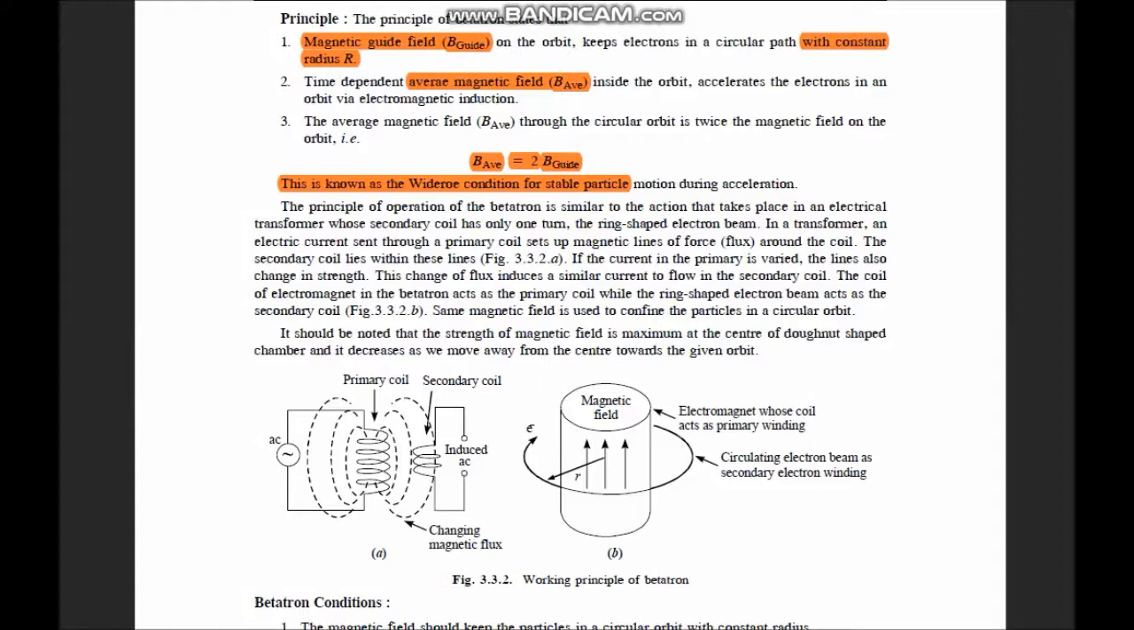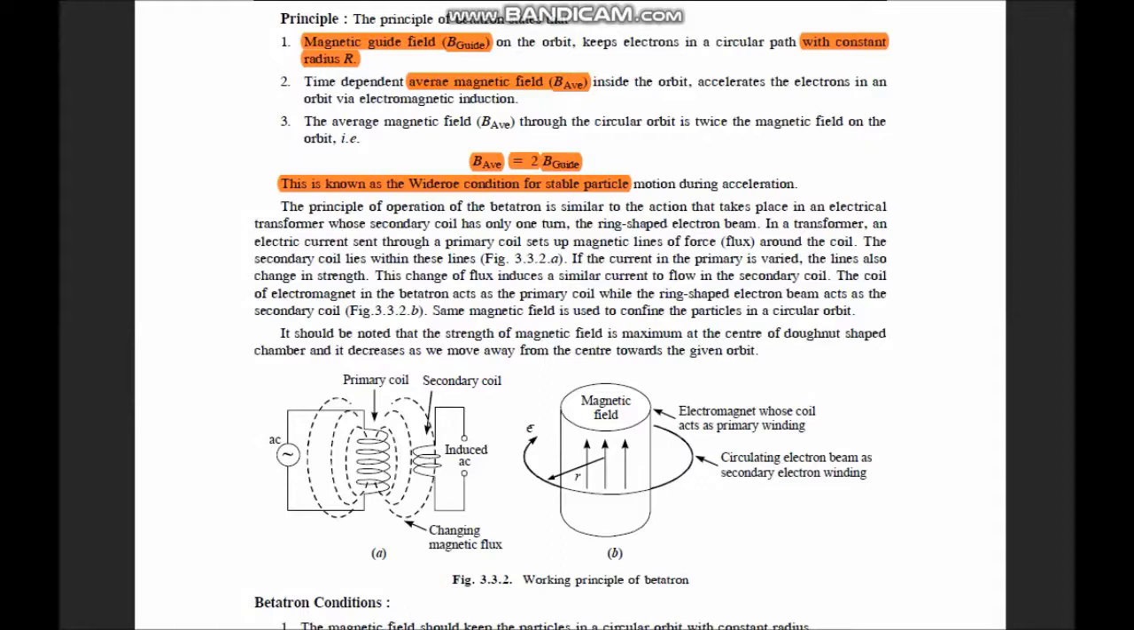Whereas this B average is a time varying field, and the time varying field produces changing magnetic flux, and a changing magnetic flux gives rise to induced EMF, that is some kind of voltage, and that gives rise to some force on the electrons, and these electrons will get accelerated. So here we are using two types of magnetic fields.